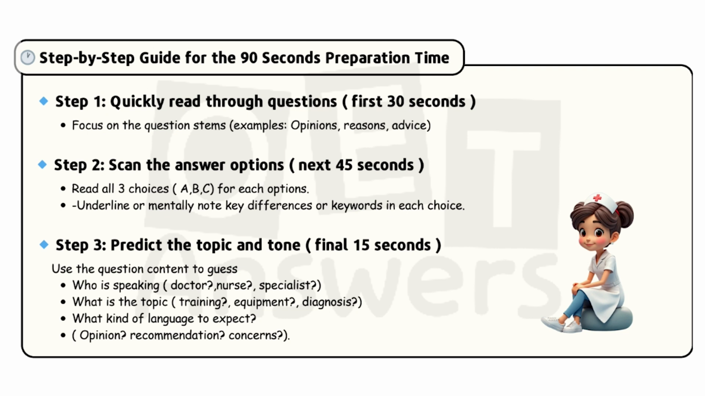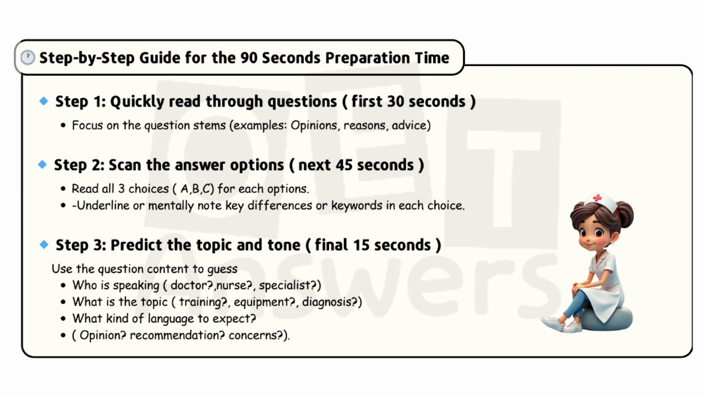Finally, look at the third step. The third step is about predicting the topic and the tone. Finally, 15 seconds will be provided for predicting the topic and the tone. Use some question content to make the prediction of the topic.